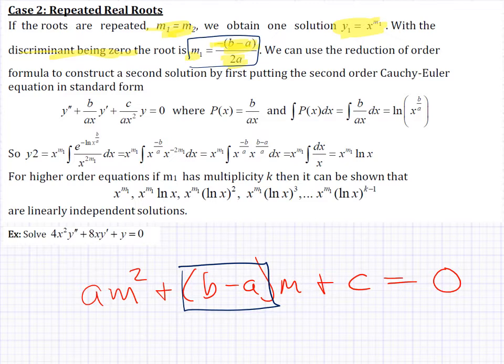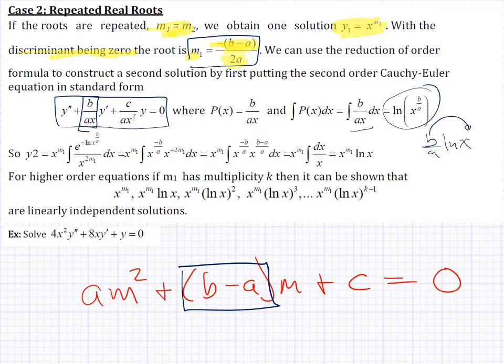So then if we use the reduction of order formula, we first have to put the Cauchy Euler in standard form to do it, which would make our p of x, which is this piece right here, equal to b over ax. So if we did the integral of p of x, which would be the integral of b over ax dx, that would be log of x to the b over a. Technically, we would have b over a log x, and then we could bring that in as a power, so that's what we end up with.